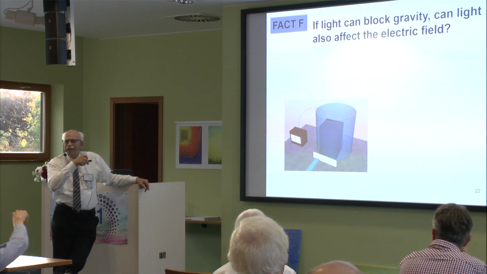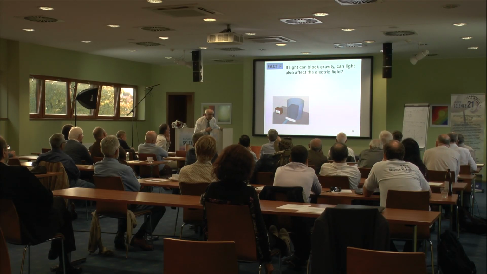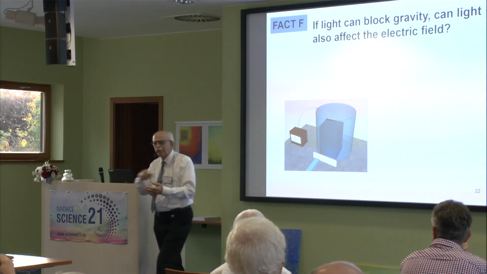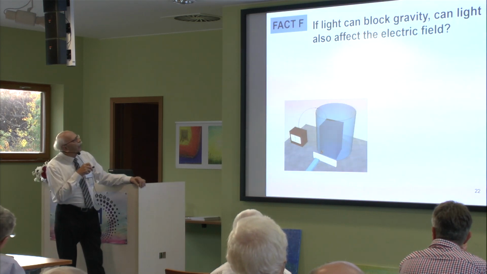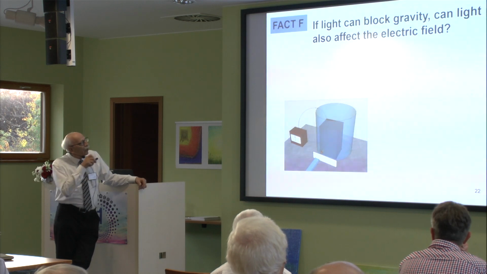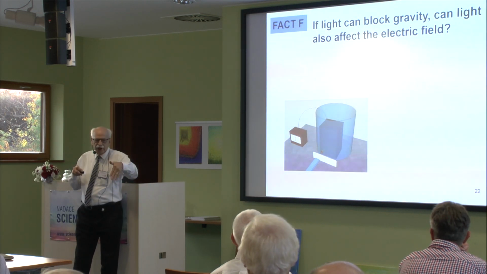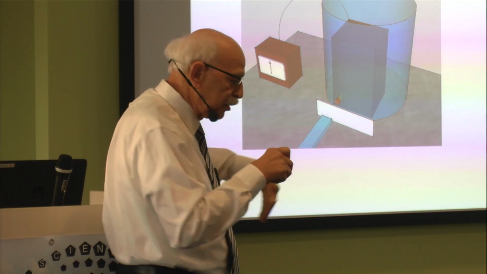Okay? The charged object is the blue. Yeah, this is my ruler. Okay. Plastic ruler rubbed with plastic something. Okay. If light can block gravity, can light also affect the electric field? So I know that an object can block the electric field, but can light block it also?